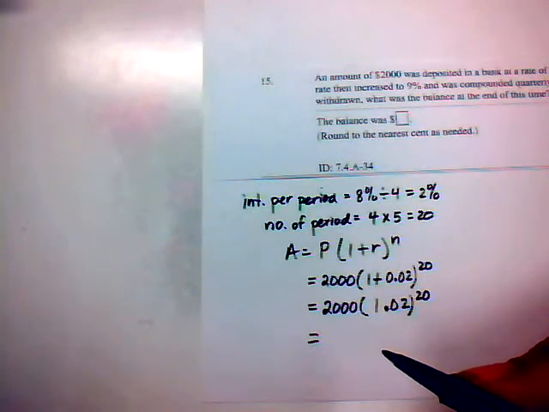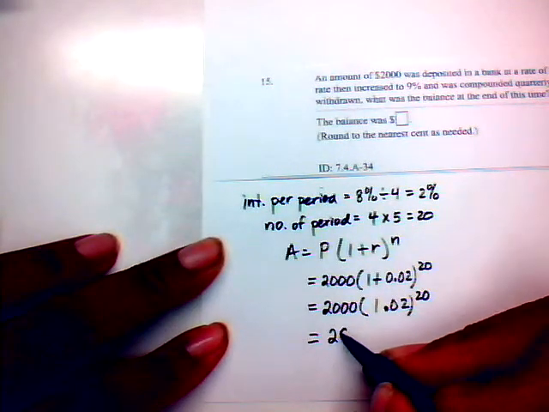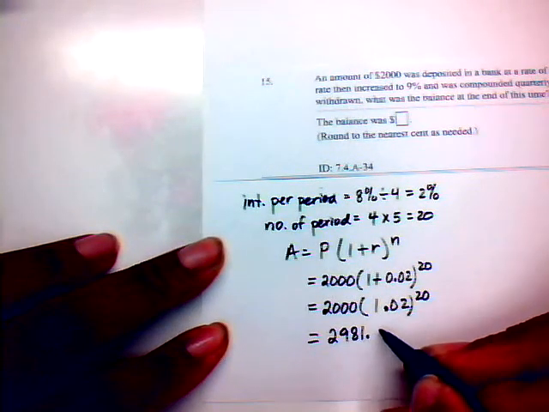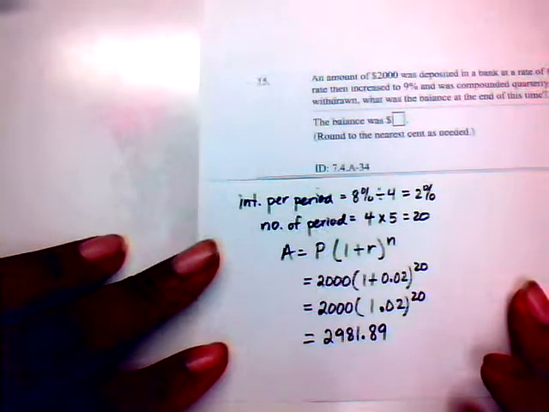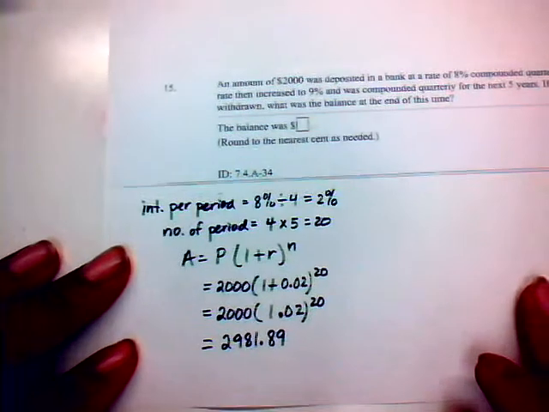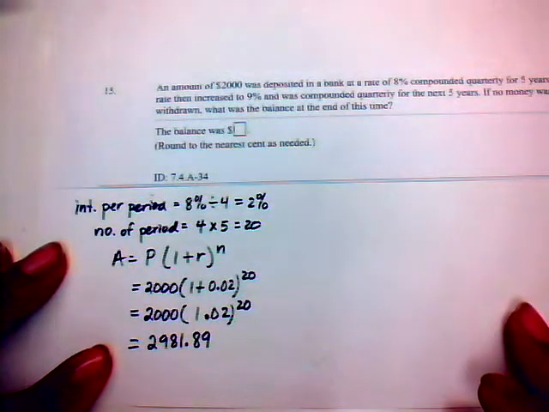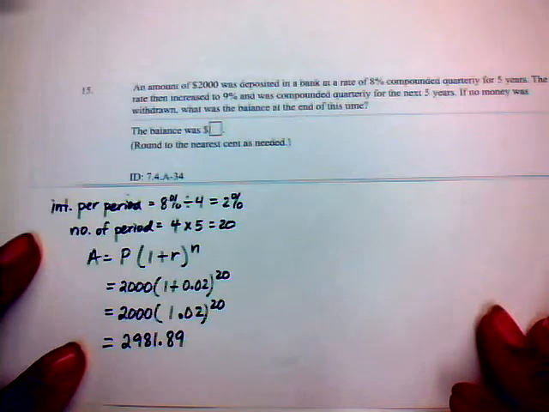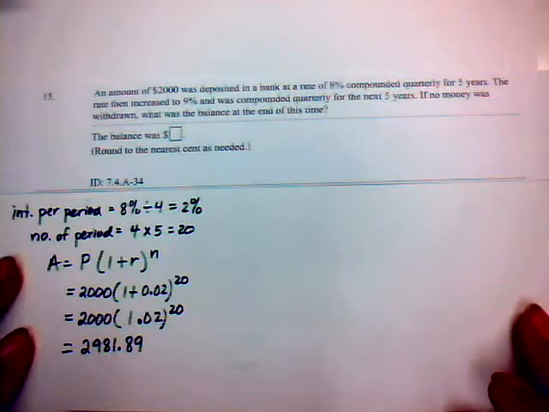So 2,000 times 1.02 raised to the 20th would give me $2,981.89. Okay, so for the first 5 years, the amount in that account at 8% compounded quarterly would be $2,981.89. Now then, the rate increased to 9%.